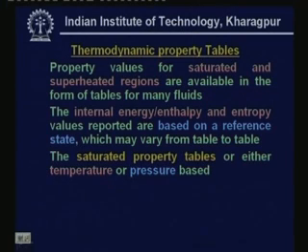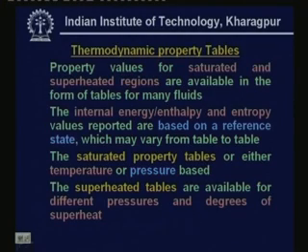Normally the saturation property tables are either temperature or pressure based. For example, a temperature based saturation property table gives temperature as the independent variable and gives all other properties as functions of temperature. Let us take water. Let us say the temperature of water is 10 degrees centigrade. Then the saturated table gives you the saturation pressure at 10 degrees centigrade, and also the saturated liquid properties and the saturated vapor properties at 10 degrees centigrade. So this is a typical table based on temperatures.